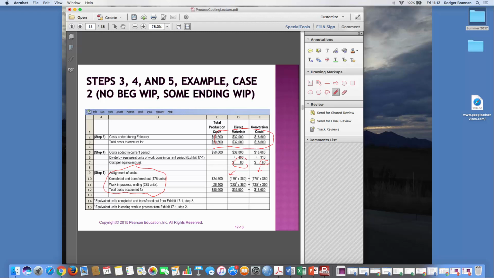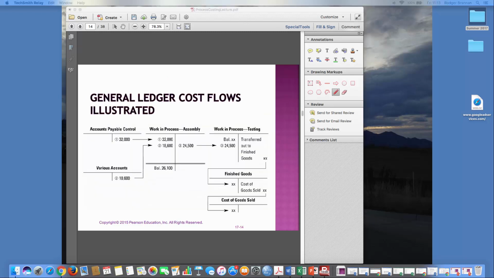I'm going to debit finished goods for 24,500 and credit work in process for 24,500. If I made all the correct debit entries as the materials, labor, and overhead have come into work in process, this amount should agree with my ending balance in my work in process account. Again, kind of a simple debit and credit approach here.